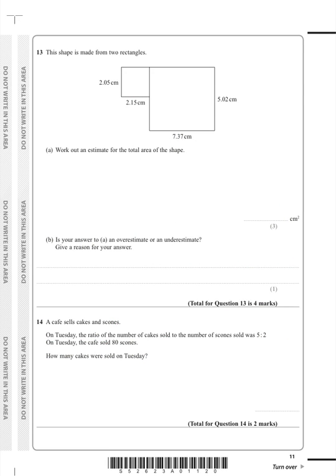Question 13. There's a shape made from 2 rectangles and you have to work out an estimate for the total area of the shape. So I'm going to do all of this to the nearest centimetre. So this will be 2 by 2, so that would give me 4 centimetre squares. And this would be 7 by 5, which would be 35 centimetre squares. So an estimate that you could use would be 35 and 4 would give us 39 centimetre squares.